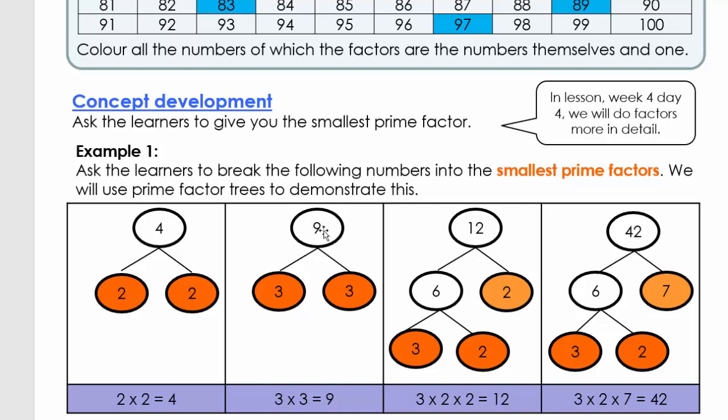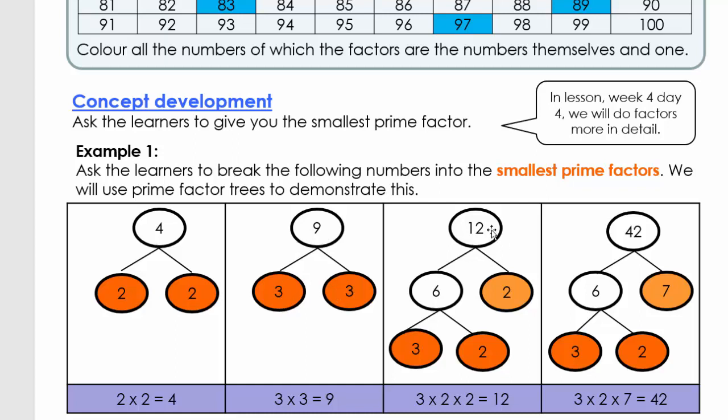Let's look at 9. 9 is not a prime number because we can divide it by 3, we can divide it by 9, and we can divide it by 1. But if we multiply 3 by 3, it will give us 9. 3 is a prime number. So the prime factors for 9 are 3 times 3.